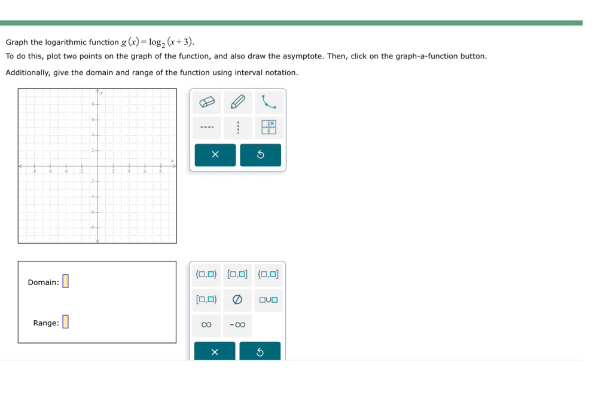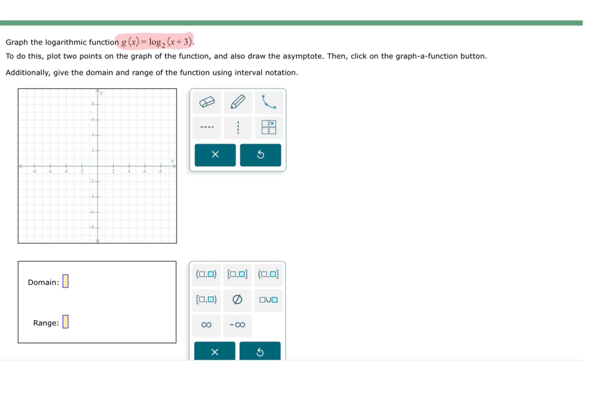Hi everyone, with our test approaching, I get lots of questions about how to graph logarithmic functions, especially when we're supposed to graph these without our graphing calculators or without technology. So here's a question that I have taken from ALEKS. It's asking you to graph this logarithmic function, and I'm going to go through exactly the steps that I'd want you to follow on the exam and exactly the work that I would expect you to show on the exam, and then of course how to enter your answer in ALEKS.